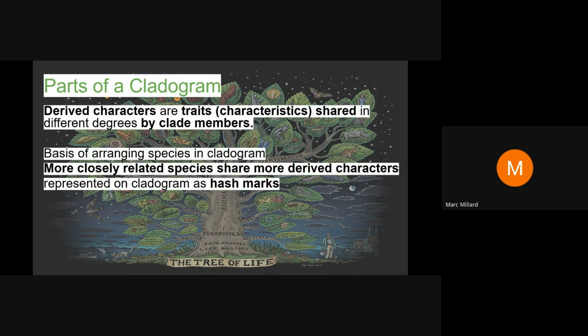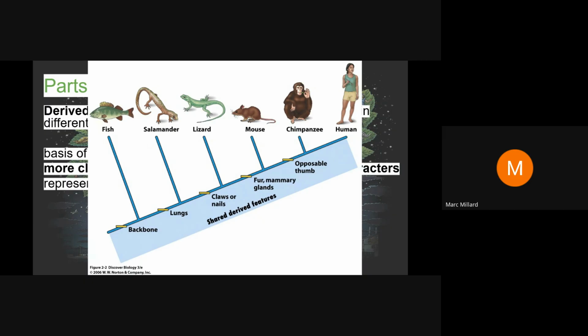Okay, let's look at parts of a cladogram. There are derived characters, which are traits, characteristics shared in different degrees by clade members. Clade members are the different organisms on the tree. The basis of arranging species in a cladogram: more closely related species share more derived characters, which are represented on the cladogram as hash marks.